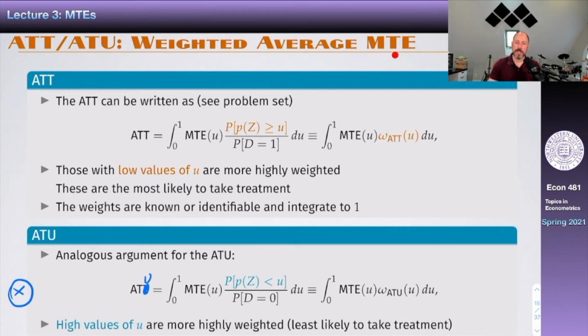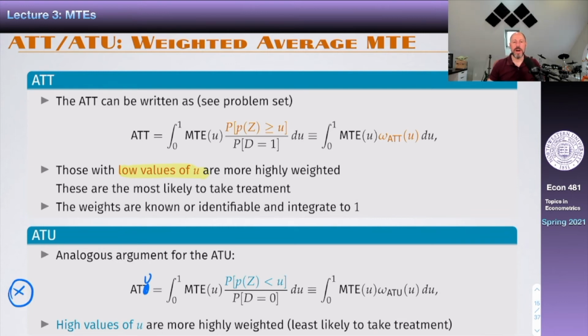All right. Average treatment on the treated and average treatment on the untreated. Again, these are weighted averages of the marginal treatment effects. The ATT can be written, it says see problem set, it is not in this problem set, but it was at some point. It can be written as the integral from 0 to 1 of the marginal treatment effect times this ratio. This is the weight of the ATT: the probability that the propensity score is greater than or equal to U, divided by the unconditional probability that D equals 1, integral du. So here, low values of U are more highly weighted.